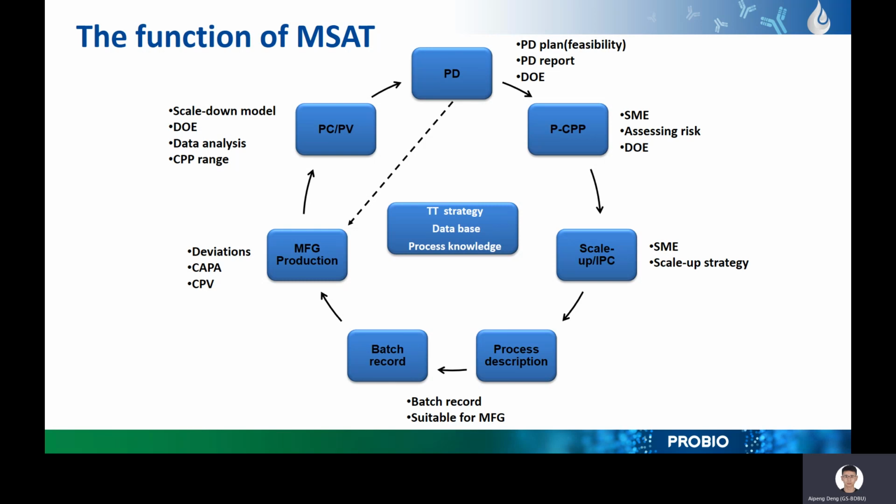Then, based on the data from PD, MSAT should conduct a risk assessment to preliminarily determine the CPP and analyze the gaps between PD and GMP. After this, measures to reduce these risks and the gaps must be made. Then MSAT should confirm the scale-up strategies and make the sample plan. Then, based on which, process description and batch record should be drawn up to instruct manufacturer. During the manufacture, technical investigation of deviations that happen in production, and planning the corresponding CAPAs is also the responsibility of MSAT.